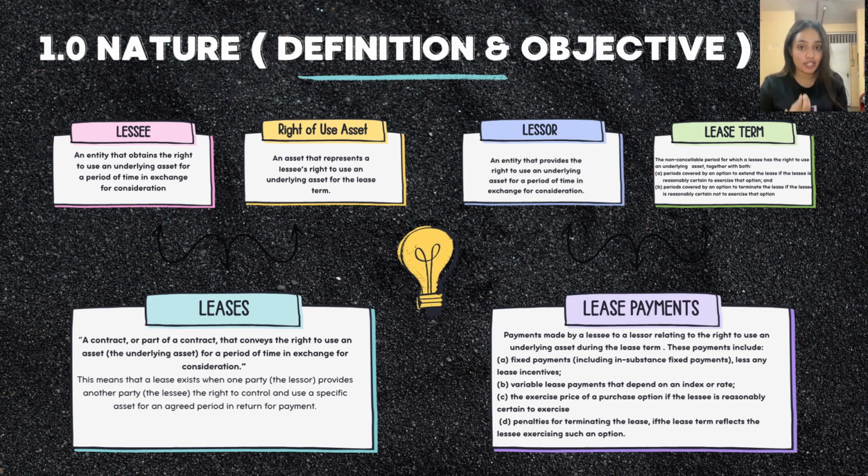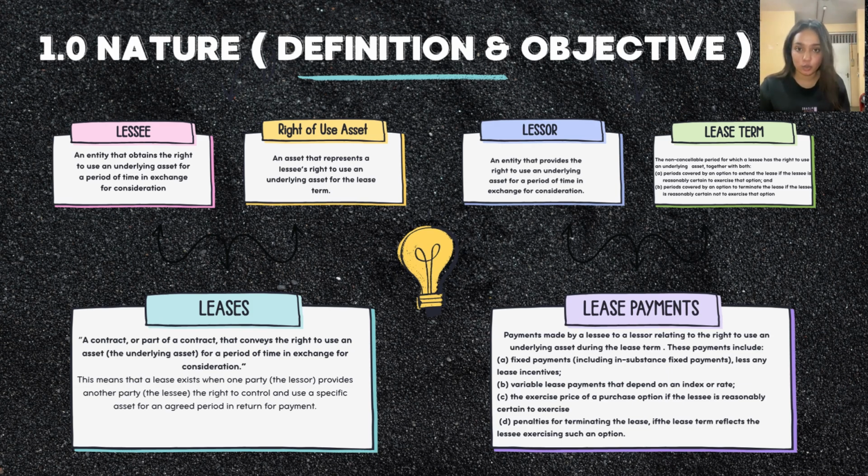Fifth, we have lessor, an entity that provides the right to use an underlying asset for a period of time in exchange for consideration. We have lease payment. So lease payments are basically payments made by the lessee to a lessor relating to the right to use an underlying asset during the lease term.